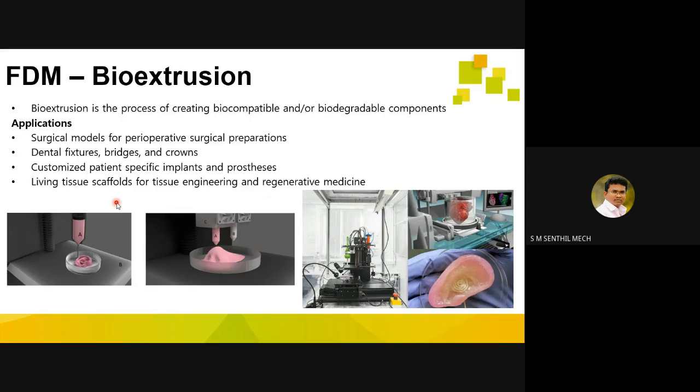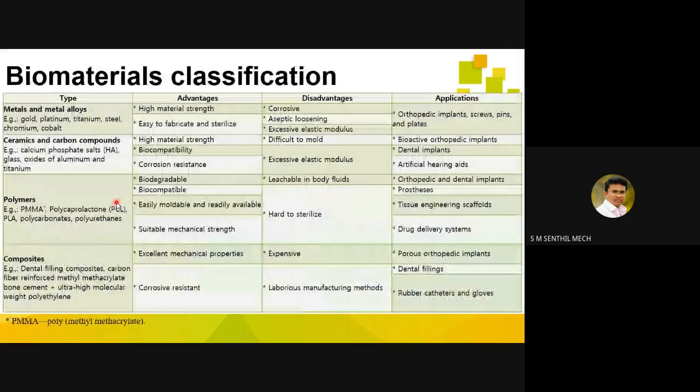Okay. So these are a variety of biomaterials that are widely used in this bio-extrusion process. These metals and metal alloys are mostly not used in the FDM process, but they use selective laser melting. Okay. So I am just giving this overview to give you an idea of how these materials are used in biological applications. Obviously, metals and metal alloys have high material strength, and they can easily be fabricated and sterilized.